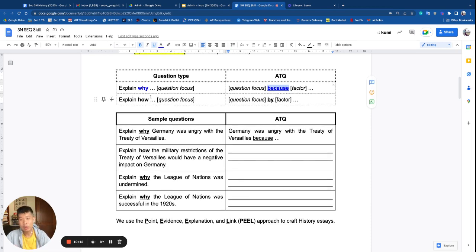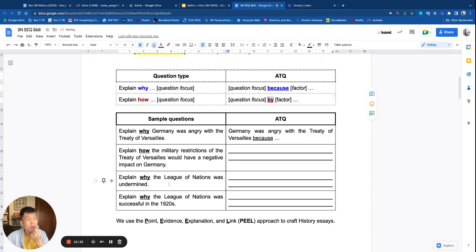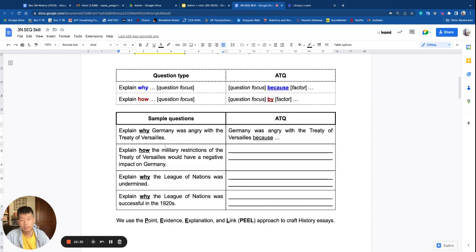Okay, explain how questions go with the word by. So this again should come naturally to you. How do I get to the canteen? Oh, by going down the central staircase. So this understanding applies straight to the explain questions we have just seen. Explain why Germany was angry with the Treaty of Versailles. Germany was angry with the Treaty of Versailles because. The word because is my ATQ. It's my answer the question. The question is why, the answer is because.